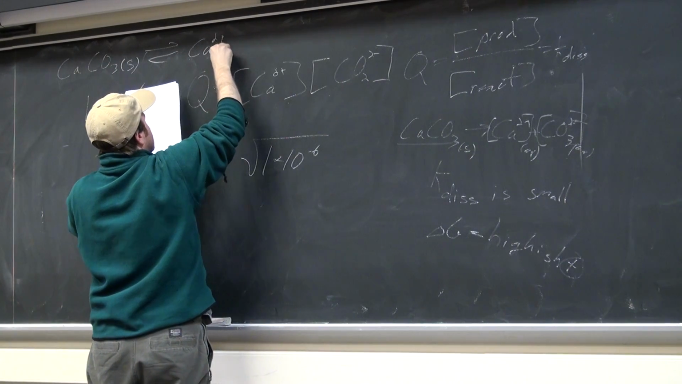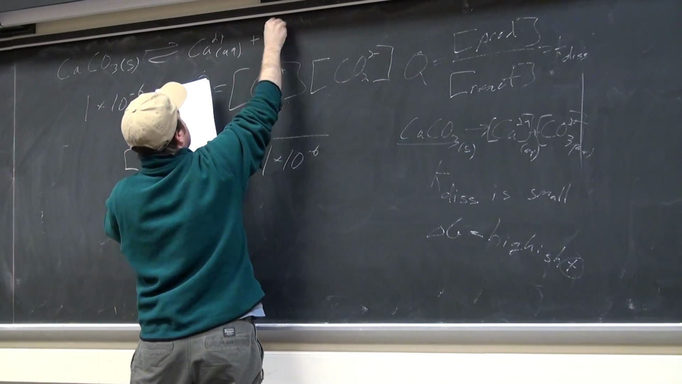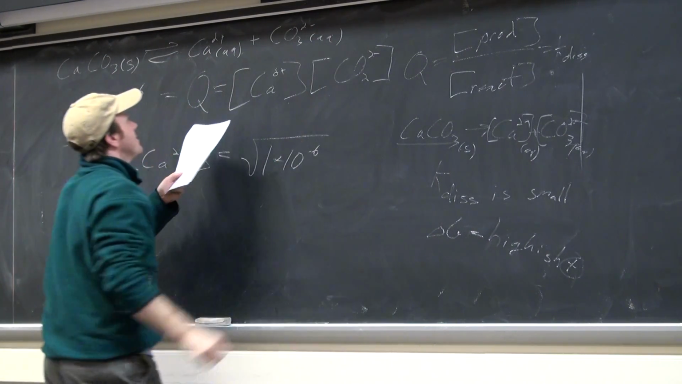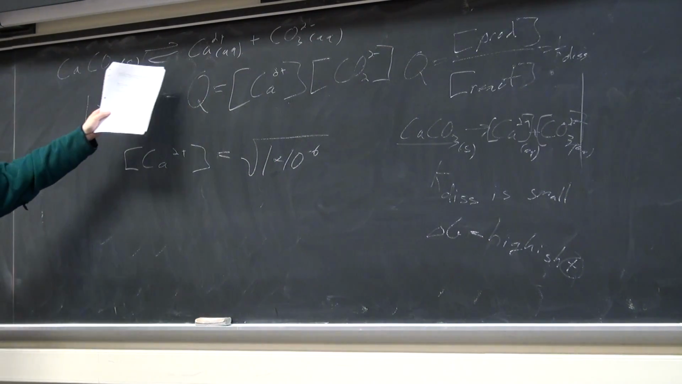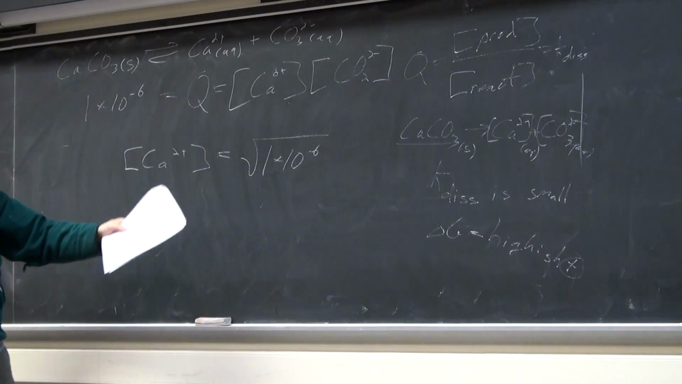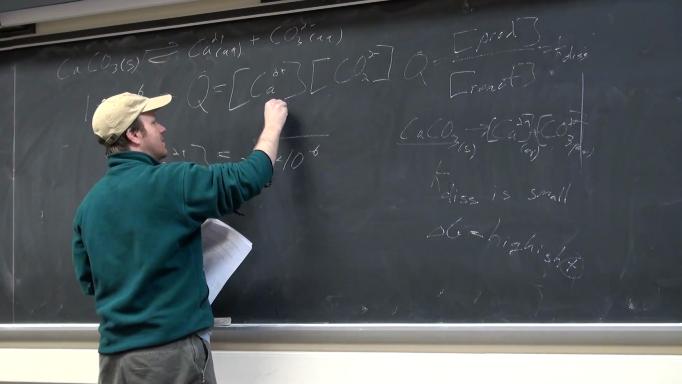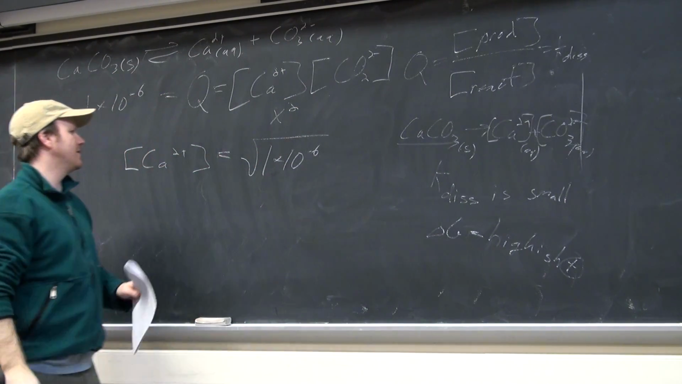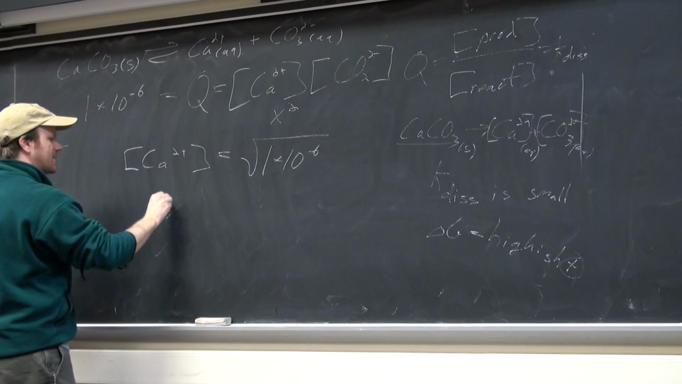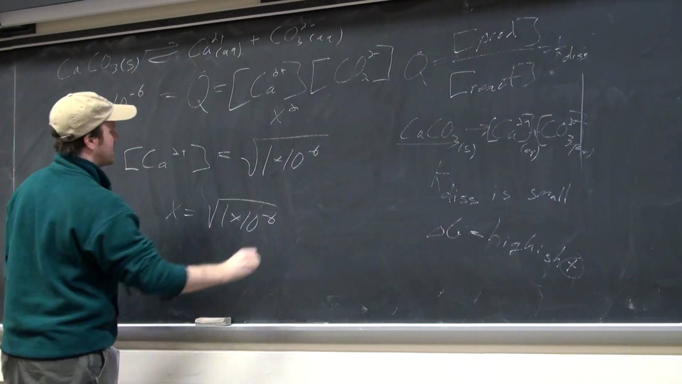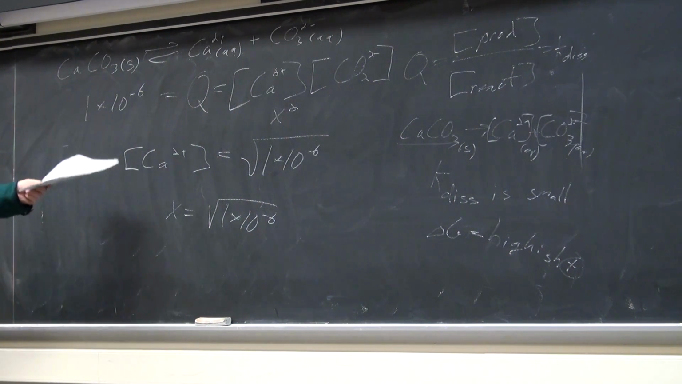goes to Ca2+ and CO3 2-. So I know when I take one of these, I get one of these and one of these. And so I know that these concentrations need to be the same. So this is x squared, and I'm solving for x. x equals the square root of 1 times 10 to the minus 6. So the concentration of the calcium is the square root of 1 times 10 to the minus 6.